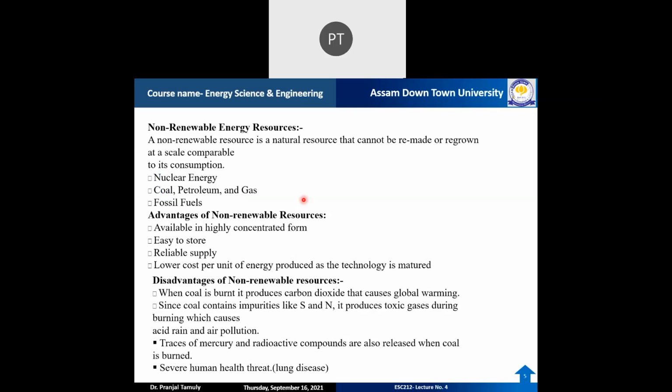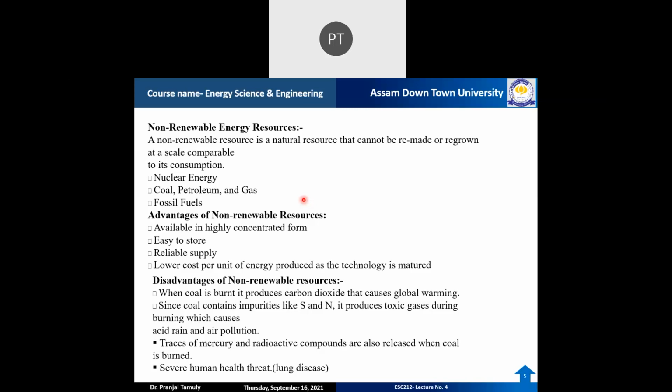So non-renewable energy resources. A non-renewable energy resource is a natural resource that cannot be remade, regrown, or scaled at a scale comparable to the consumption. So once we use this source of energy, it is gone forever. So we cannot replenish this source of energy. So what are the different types of non-renewable sources of energy? These are nuclear energies, coal, petroleum gases, all other fossil fuel related products.